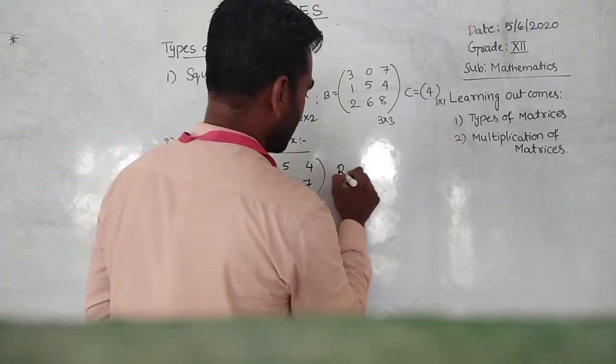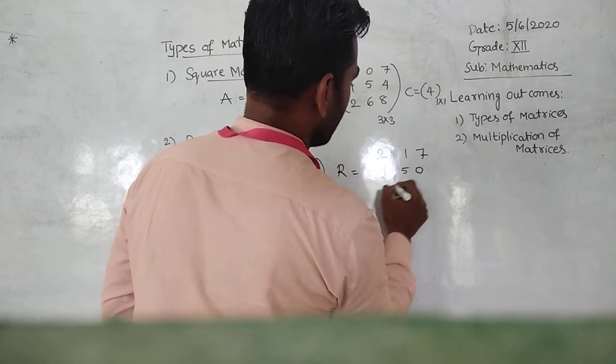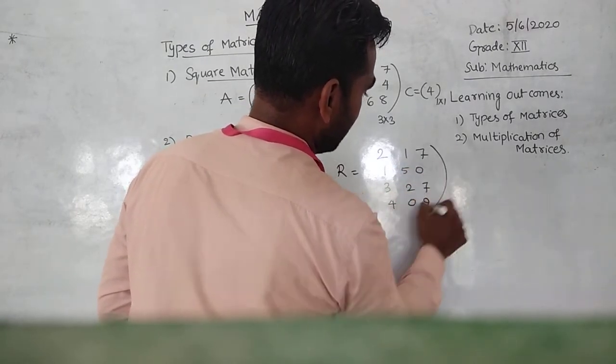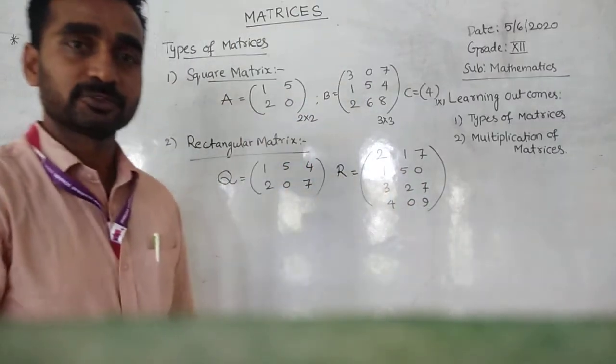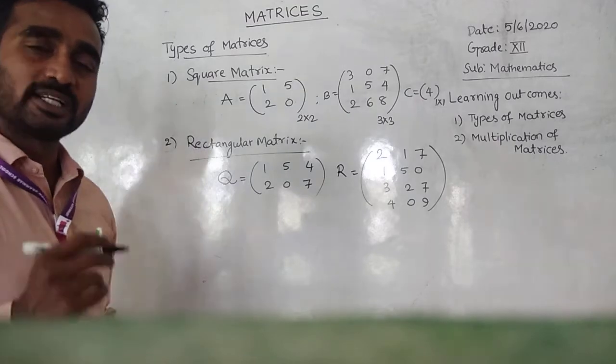And similarly R is equal to 2, 1, 7 and 1, 5, 0 and 3, 2, 7 and 4, 0, 9. Rectangular matrix. So the types of matrix are square and rectangular matrix. And the third one is diagonal matrix.